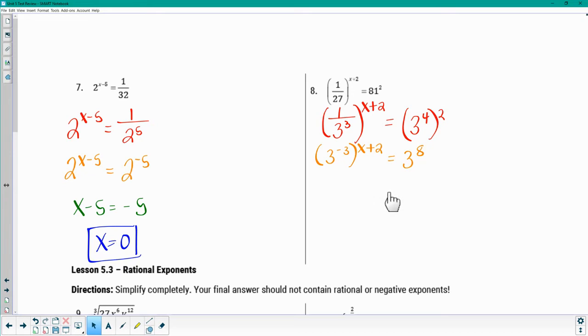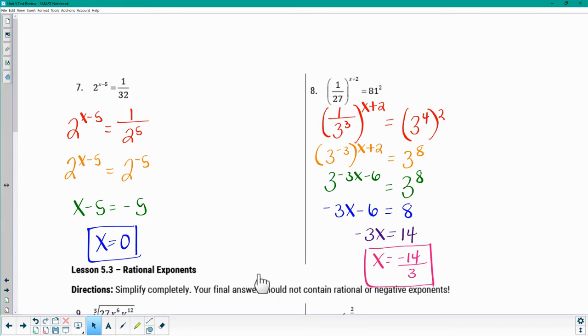And then I do a little bit of simplification. -3 distributes to x plus 2. And remember, it distributes to the plus 2 as well, leaving me with -3x minus 6 is equal to 8. If I do a little solving, I should get x is equal to -14 over 3.